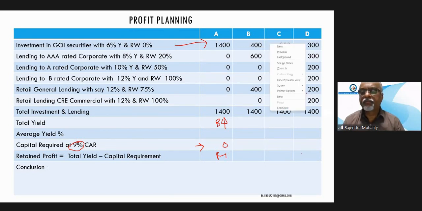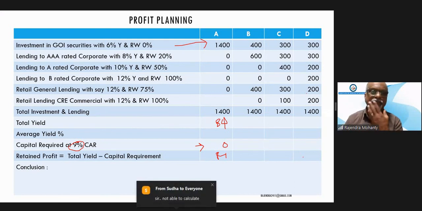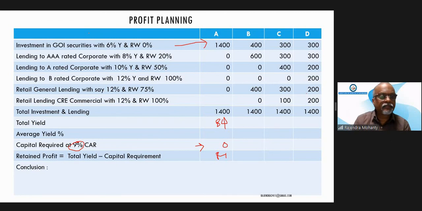Sudha is not able to calculate. Why are you not able to calculate? Yield is given. Yield is the return on that asset.